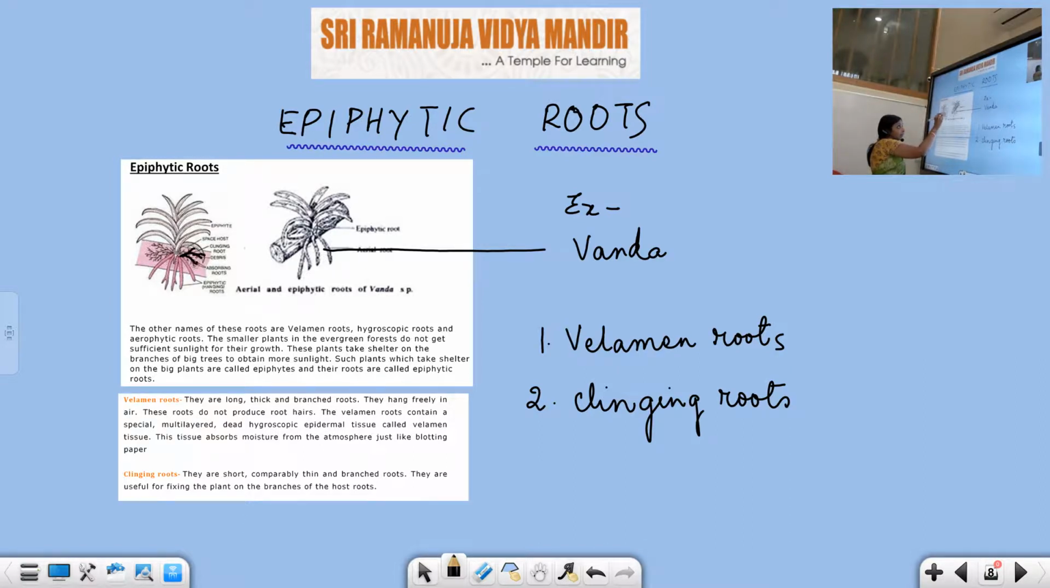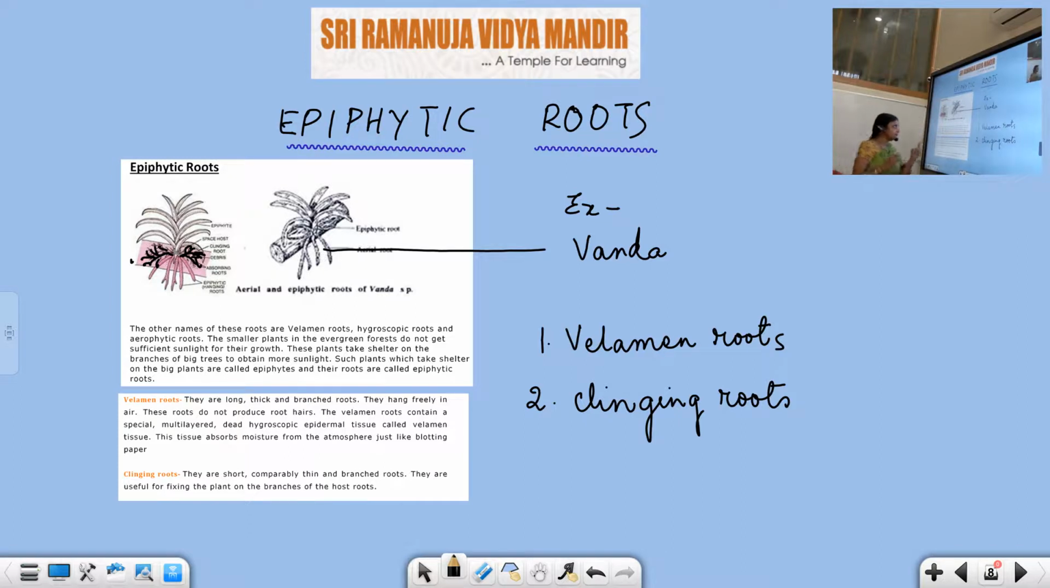If you see the diagram, clinging roots are very short in structure and these are branched. What is the function of clinging root? They help in fixing the Vanda on the big trees, on the trunk of the big trees. So this is the main function of clinging root. The main point was it is short and branched and they help in the fixation of the plant to the trunk of the big trees.